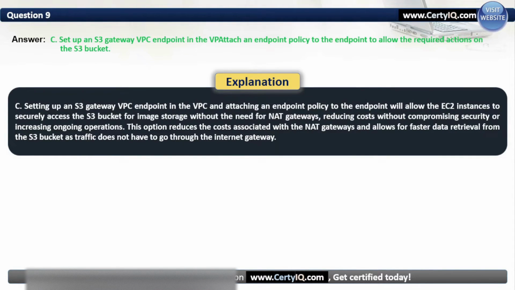Setting up an S3 gateway VPC endpoint in the VPC and attaching an endpoint policy to the endpoint will allow the EC2 instances to securely access the S3 bucket for image storage without the need for NAT gateways, reducing costs without compromising security or increasing ongoing operations. This option reduces the costs associated with the NAT gateways and allows for faster data retrieval from the S3 bucket, as traffic does not have to go through the internet gateway.